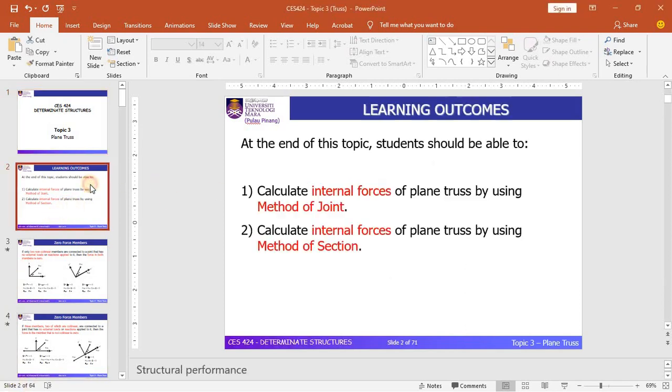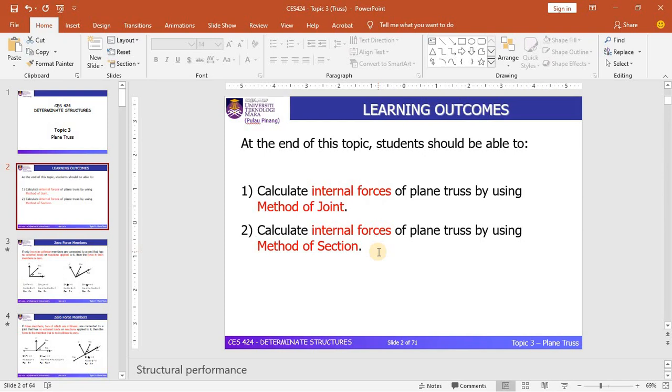As usual, let's look at the learning outcomes. There are two learning outcomes here. You are going to learn how to calculate the internal forces of a plane truss by using the method of joints, and how to calculate the internal forces of a plane truss by using the method of sections. In this session, we will discuss in detail how we can use both of these methods to calculate the internal forces in the plane truss.